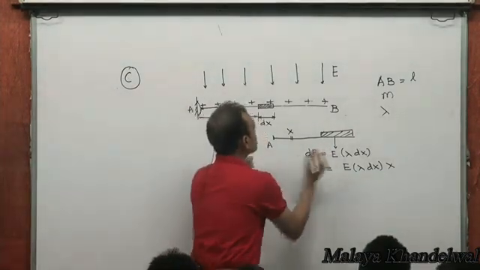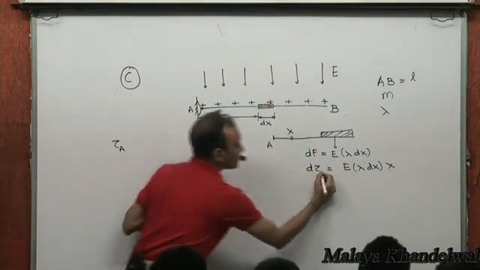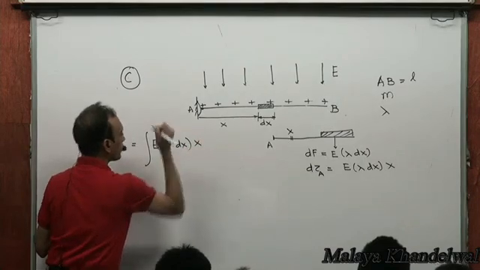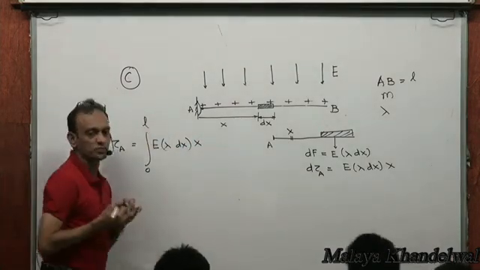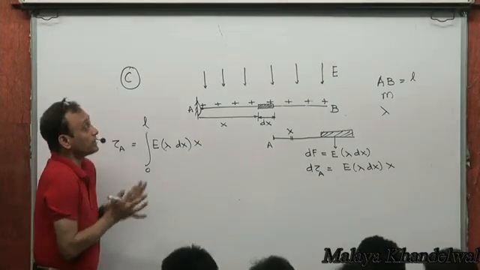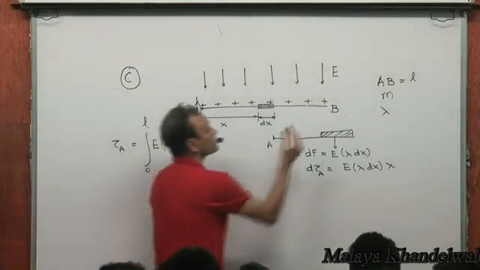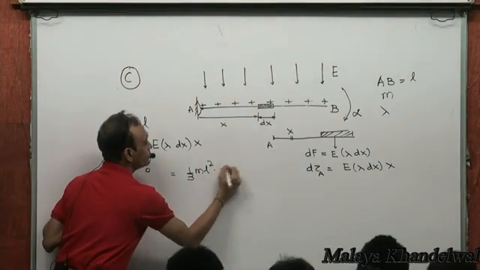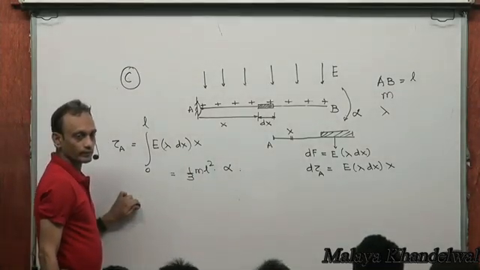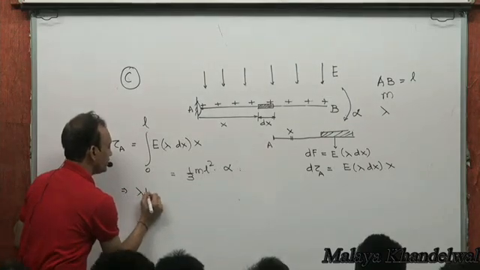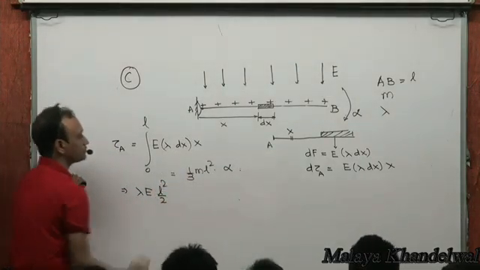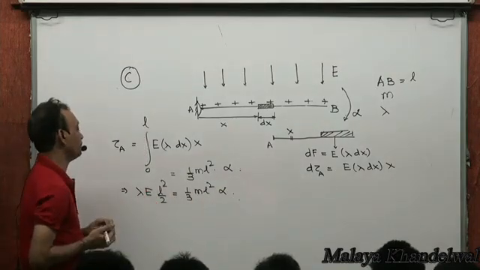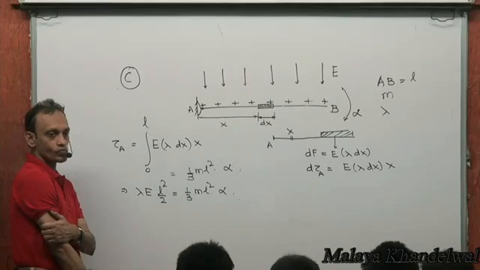The total torque experienced by the rod about A would be the sum of all of this. X runs from 0 to L. That's the total torque experienced by the rod. Yes or no? And that's going to be I about A into angular acceleration alpha. It develops an angular acceleration alpha. That's I about A, which is 1/3 mL squared into angular acceleration alpha. And E and lambda will come out. Lambda E, integral of x dx will give me L squared by 2, is 1/3 mL squared into alpha. Yes or no? Clear?